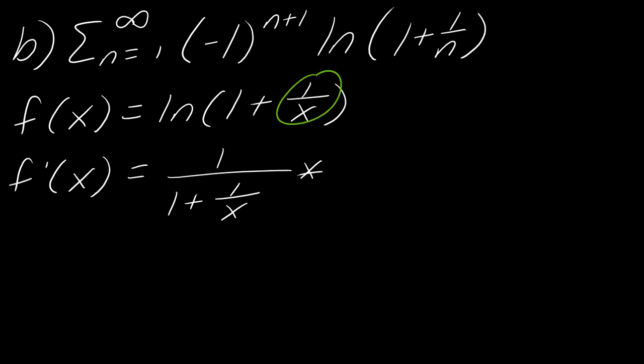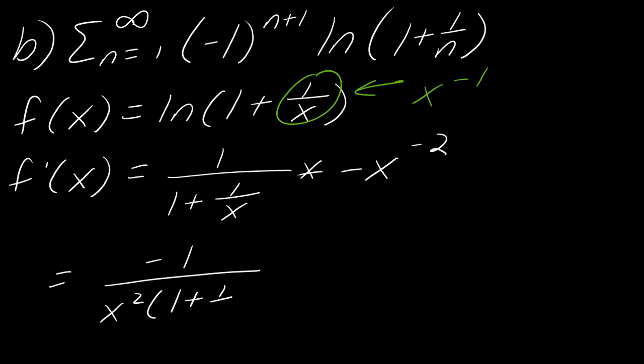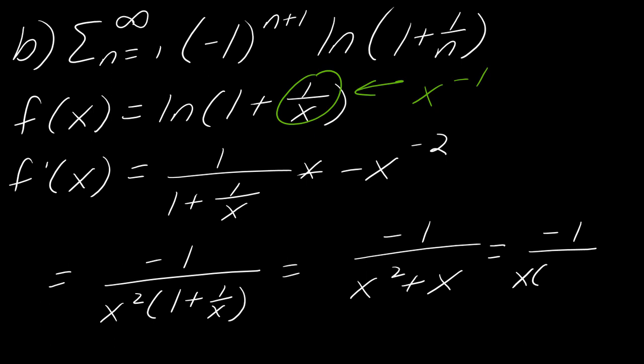Just as a reminder, this can be rewritten as x to the -1. When I take the derivative of the entire inside, the derivative of 1 is 0, and the derivative of this is going to be -1 times x to the -2. So let's clean this up a little bit. This now becomes -1 over x squared times 1 plus 1 over x. So this will equal -1 over x squared plus x. I could take this one step farther and factor out an x and rewrite it like this. That might help with the next part of this.